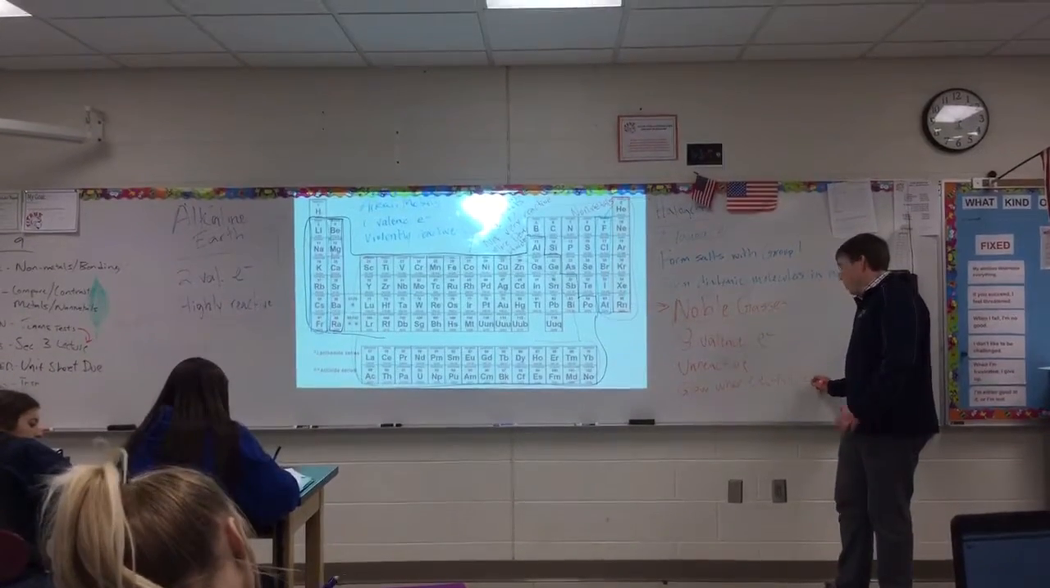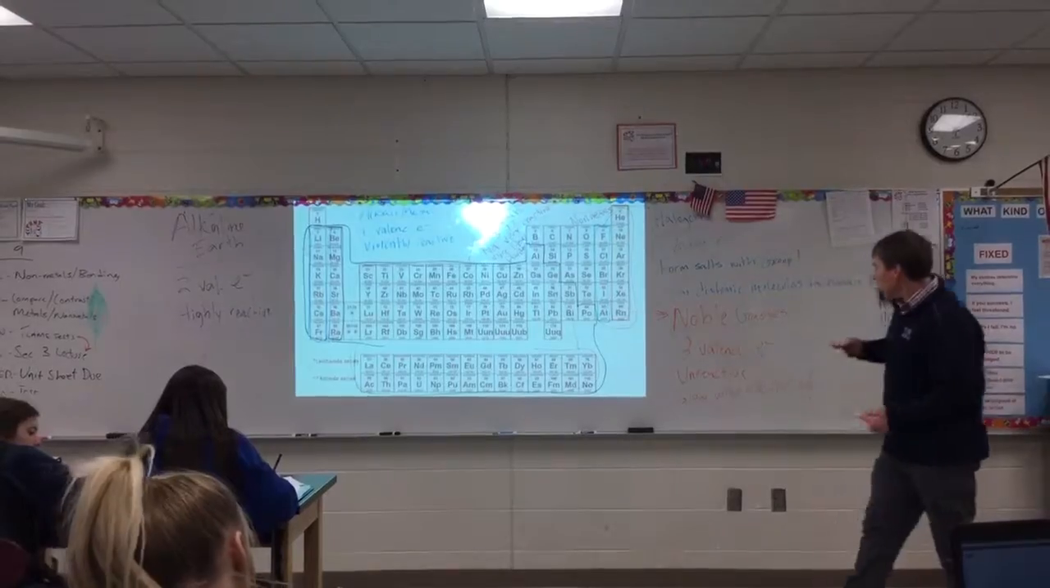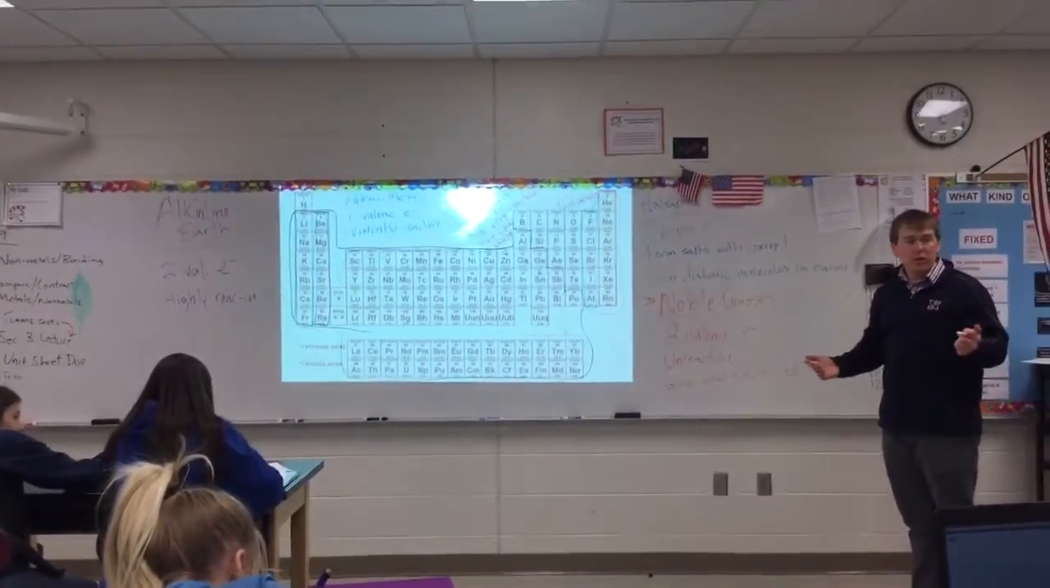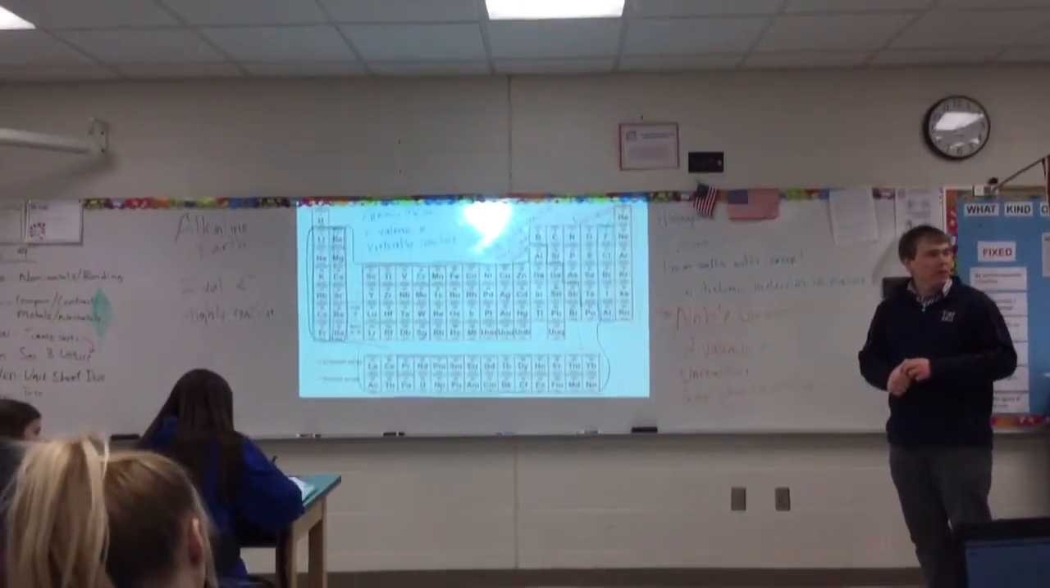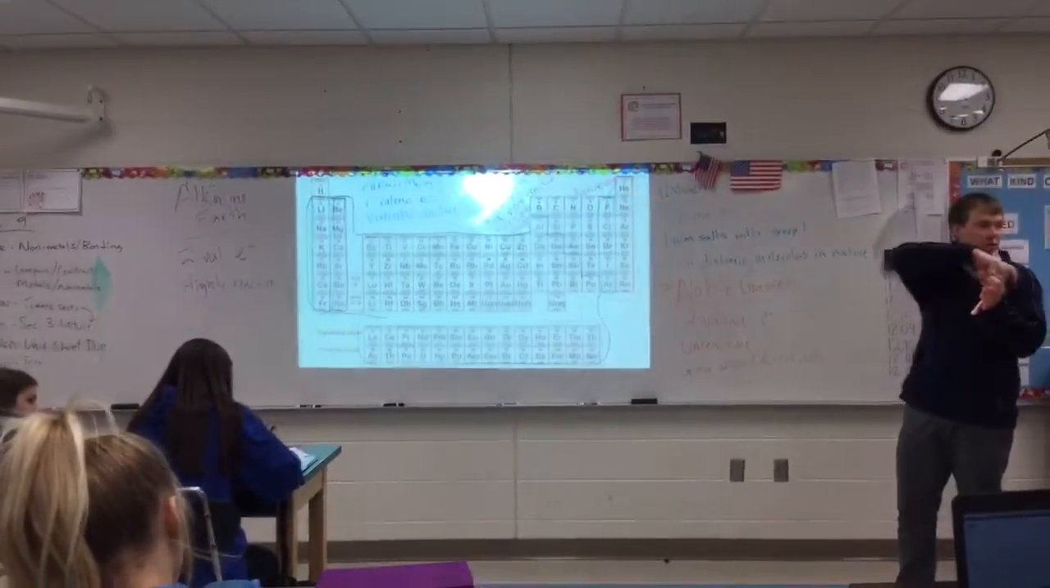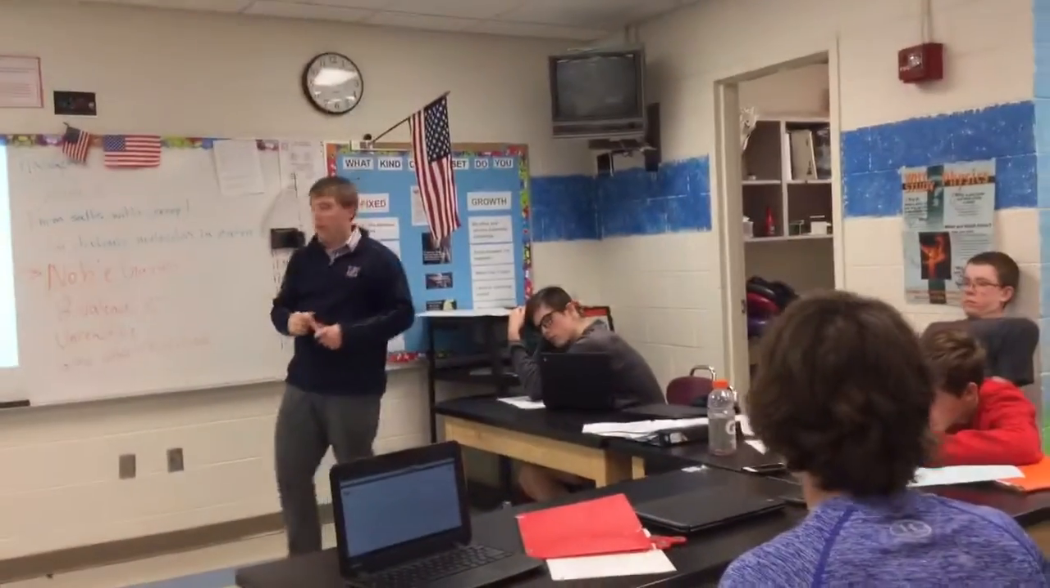So when you run electricity through them, they glow different colors. That's what neon signs are made of. They actually just have a tube of the gas, and they run electricity through the tube, and that's how it works.